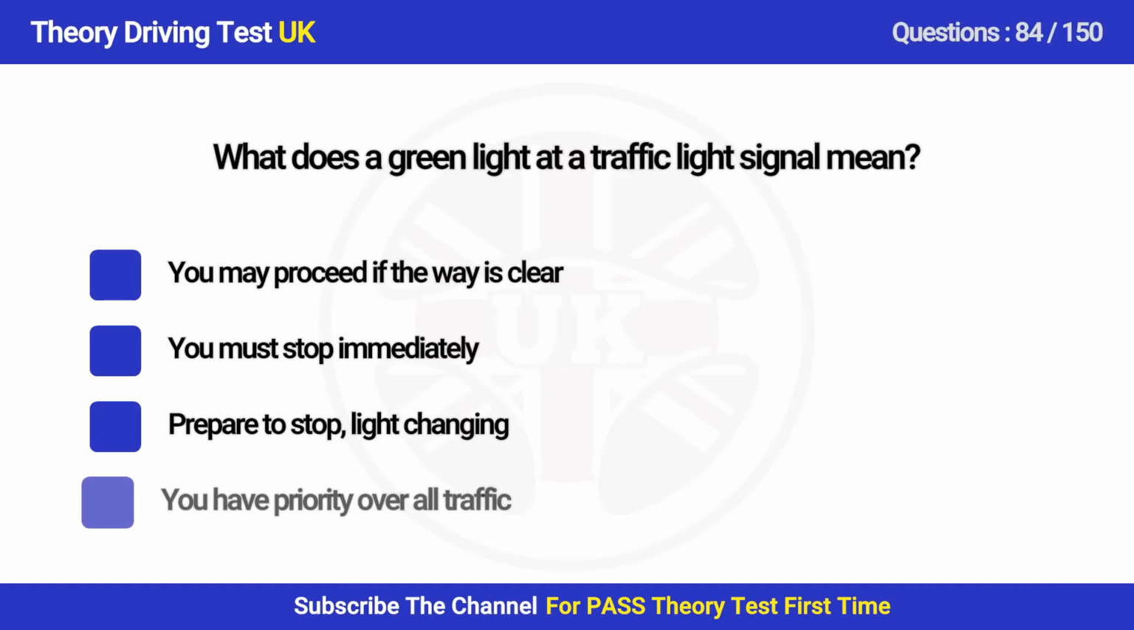Question 84. What does a green light at a traffic light signal mean? A. You may proceed if the way is clear. B. You must stop immediately. C. Prepare to stop, light changing. D. You have priority over all traffic.